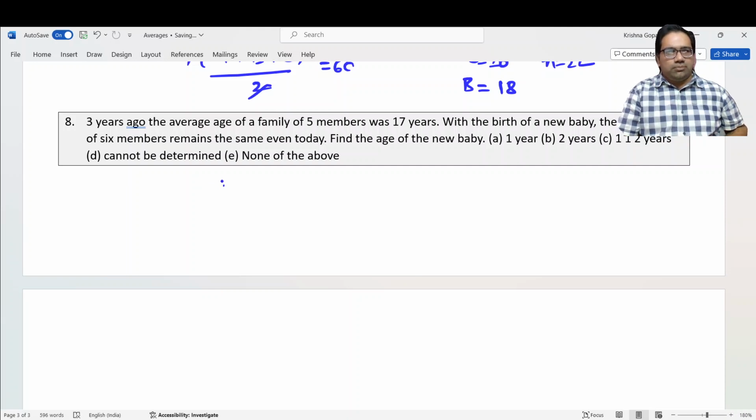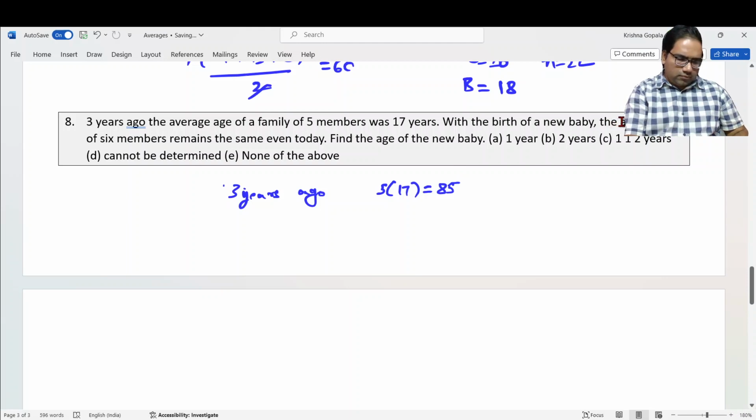Now, with the birth of a new baby, okay, let's see. 3 years ago, what was the total age of the 5 members? 5 into 17, which is 85, right?